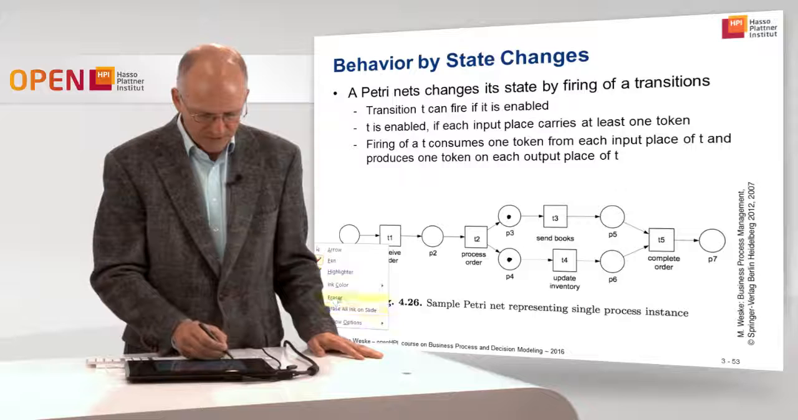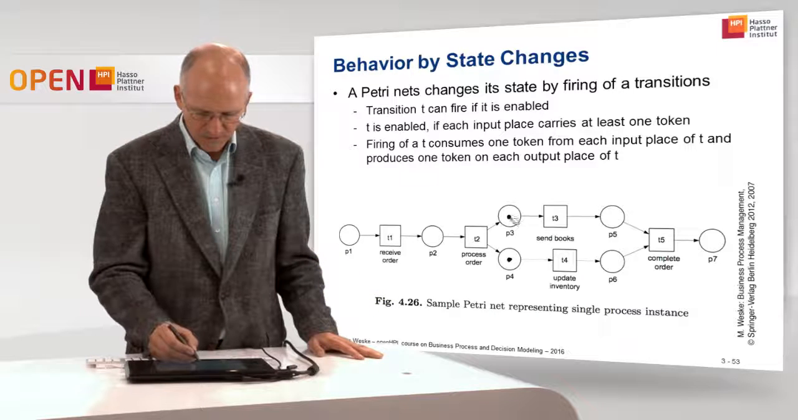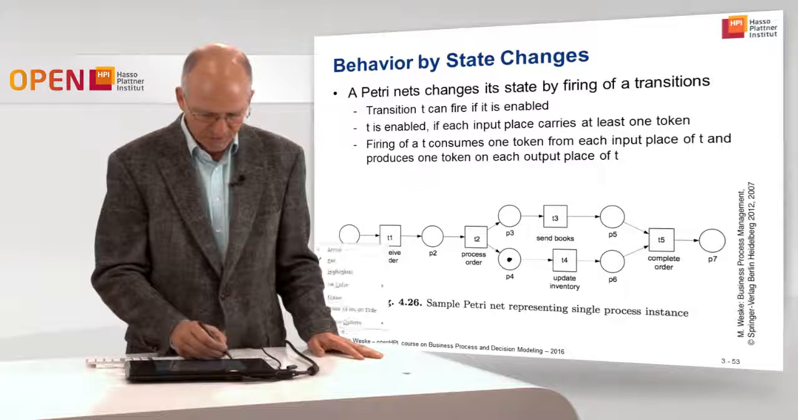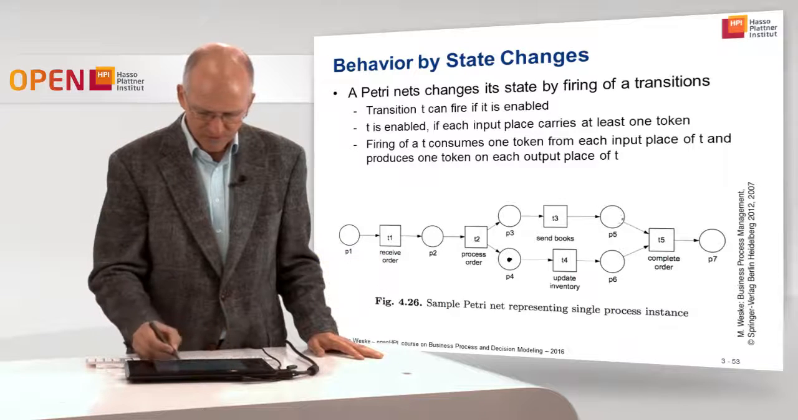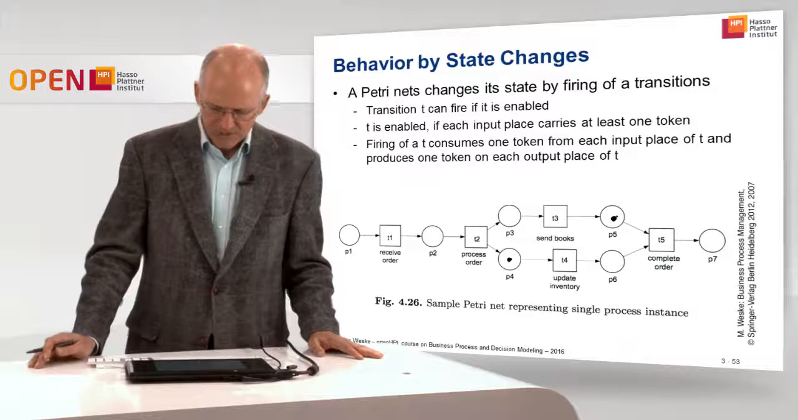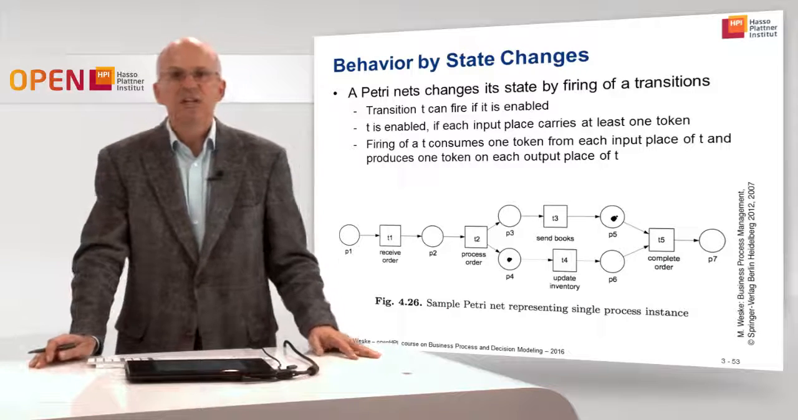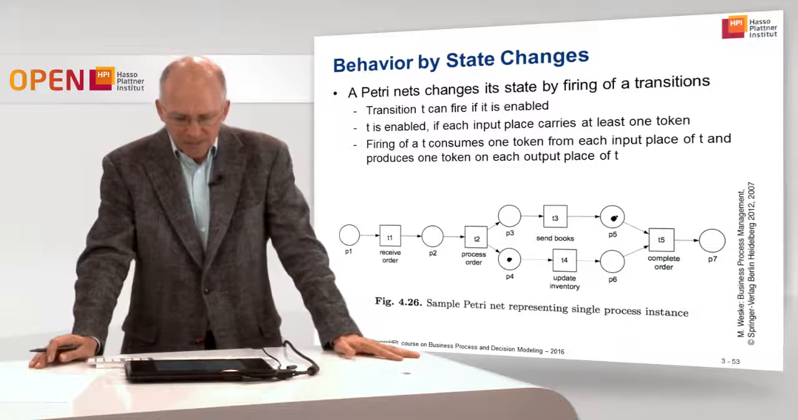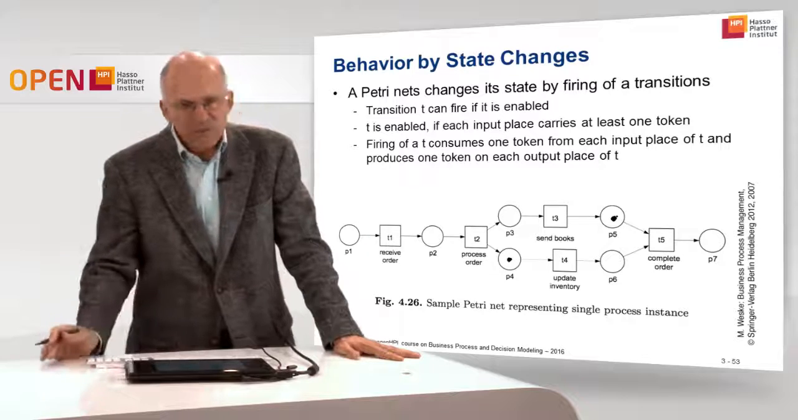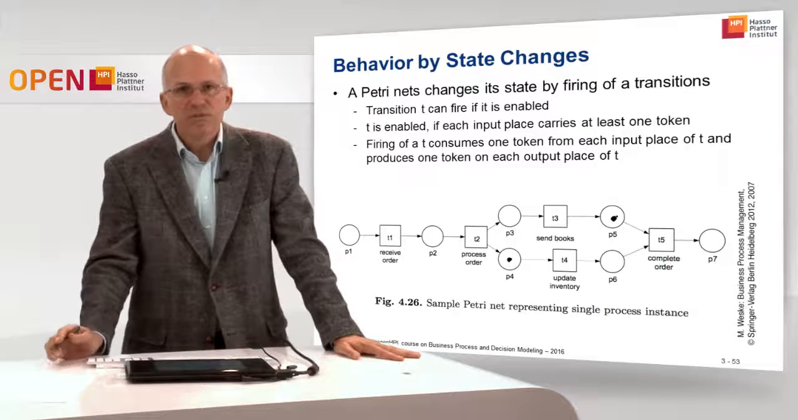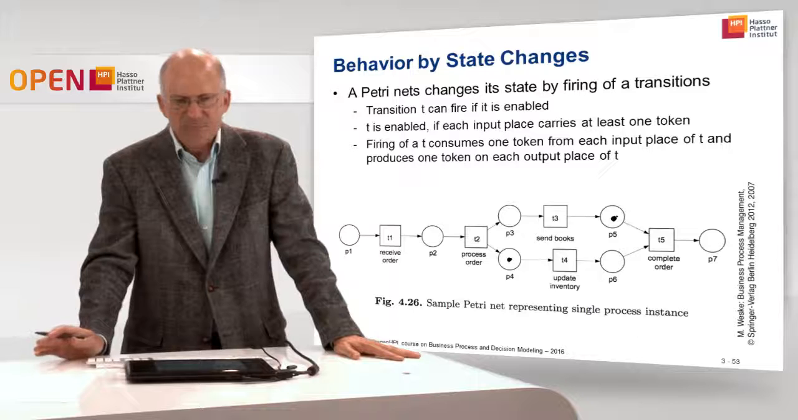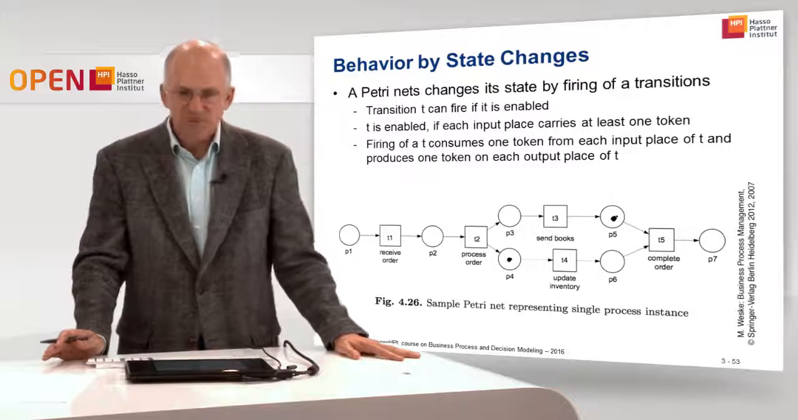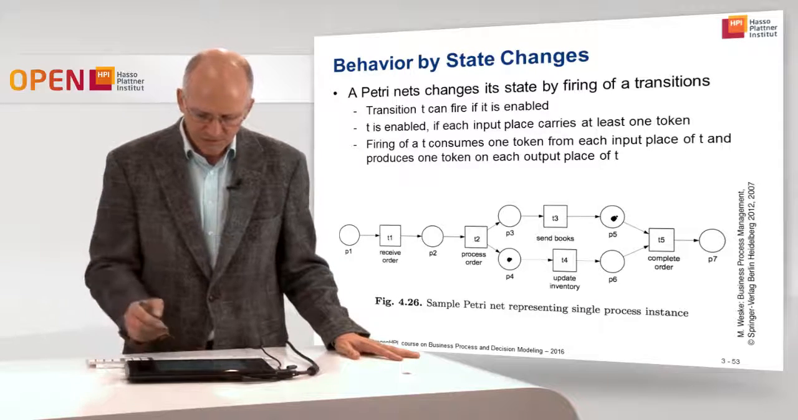So assume that first send books is performed, so the upper transition fires, bringing the token here. Which transitions are enabled at this point in time? Well, is it T5? No, it's not T5, because there's one input place without a token. P6 does not have a token, therefore T5 is not enabled, but T4 is enabled.